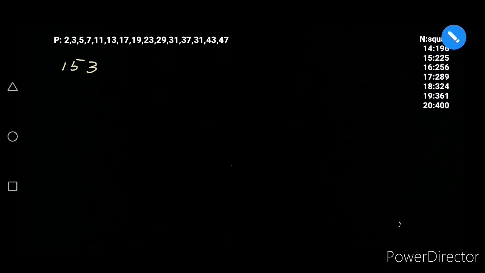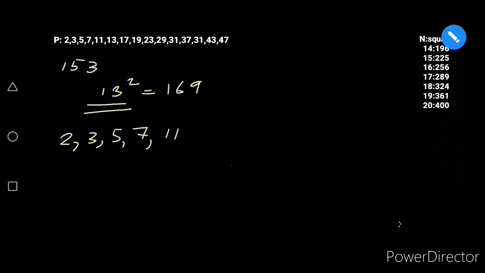Let's look at another example, that's 153. We can see that 12 square is 144, which is lesser than 153. So we'll go for the next number, that is 13. So 13 square is 169, which is just greater than 153. Now we'll see all the prime numbers which are lesser than 13. So they are 2, 3, 5, 7, and 11.